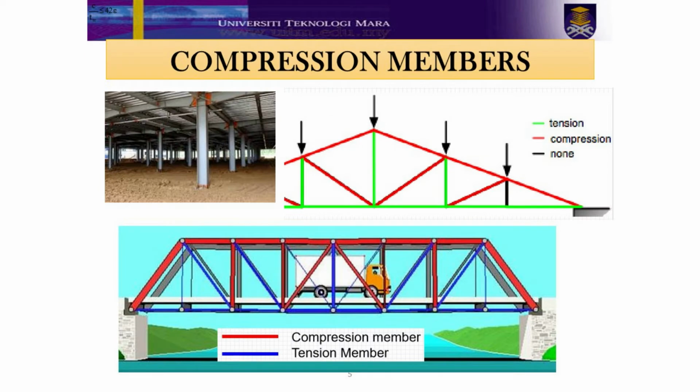Compression members are the most common of structural elements carrying either axial load, with or without bending moment. The picture shows several examples of compression members. The top left figure shows a compression member in a structural frame building, also known as column, while the top right figure shows some part of the compression member in roof truss. And the third figure, which is at the bottom, shows a bridge structure, in which some part of the members are in compression. In this topic, we will learn how to design compression members. The focus will be on column design.